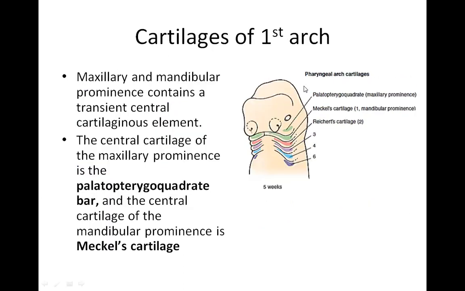What is the cartilage of the first arch? The maxillary and the mandibular prominence contain a transient central cartilaginous element. Transient means they will only be obvious for a shorter period of time. So the central cartilage of the maxillary prominence is known as the palato-pterygoquadrate cartilage, right? And the central cartilage of the mandibular prominence is known as Meckel's cartilage. So the cartilage of the first arch is the palato-pterygoquadrate cartilage and the Meckel's cartilage.